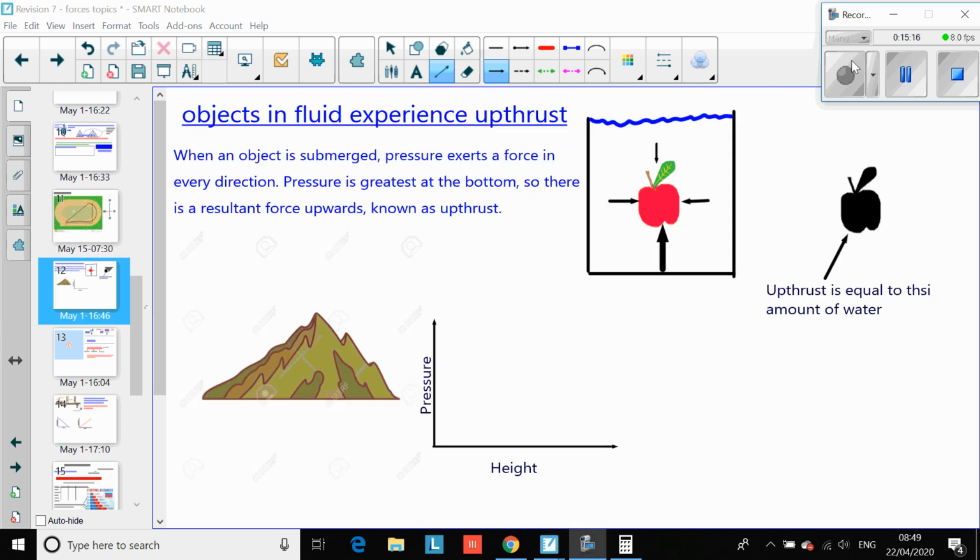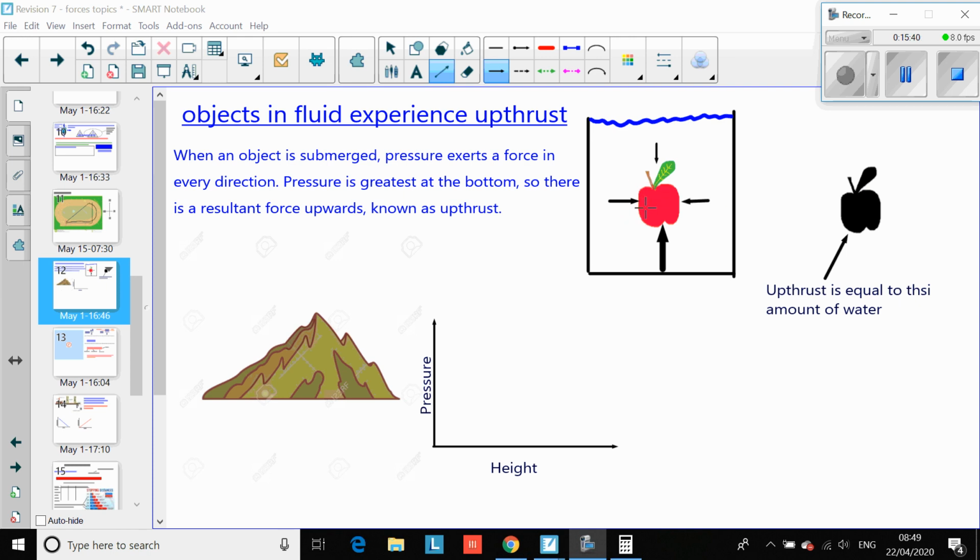Okay, so hopefully you remember this. We looked at floating objects. When an object is in fluid, it experiences upthrust. So when an object is submerged, if its weight is greater than the weight of the water which it displaces, so here's the amount of water which is displaced by this apple, here's what will happen.